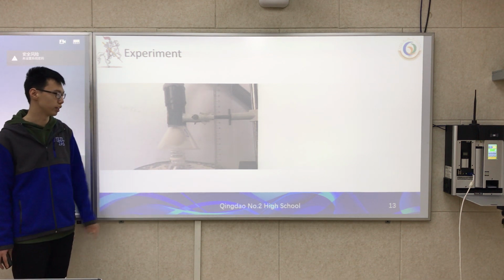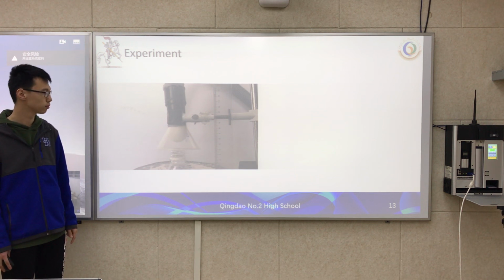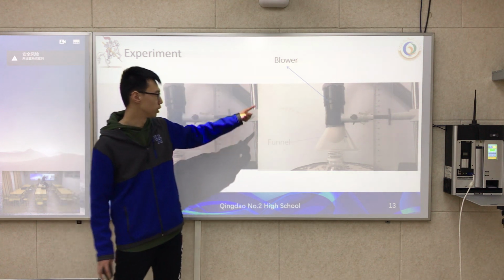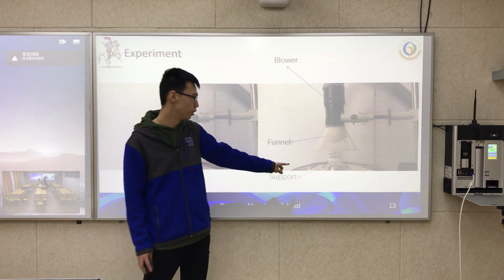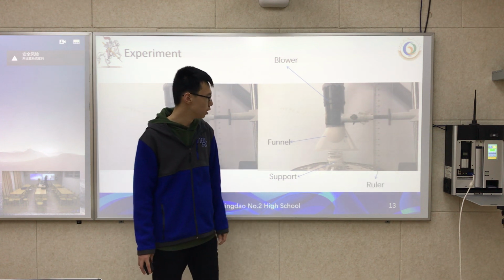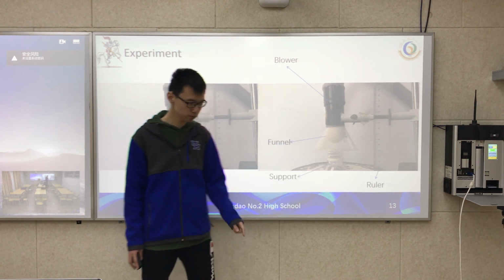This is a video of our experiment. This is our experiment setup. This is a blower. This is our funnel. On the bottom, there is a support to hold the ping pong ball. And there's a ruler to help us control the distance between the ping pong ball and the funnel.